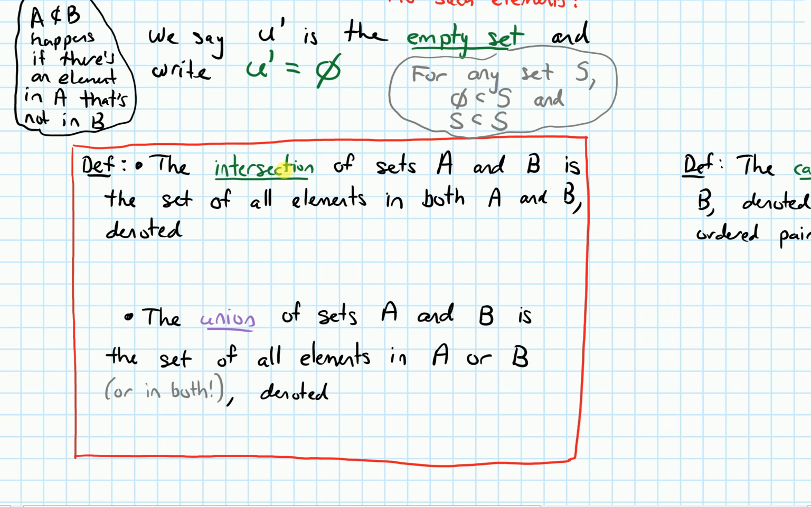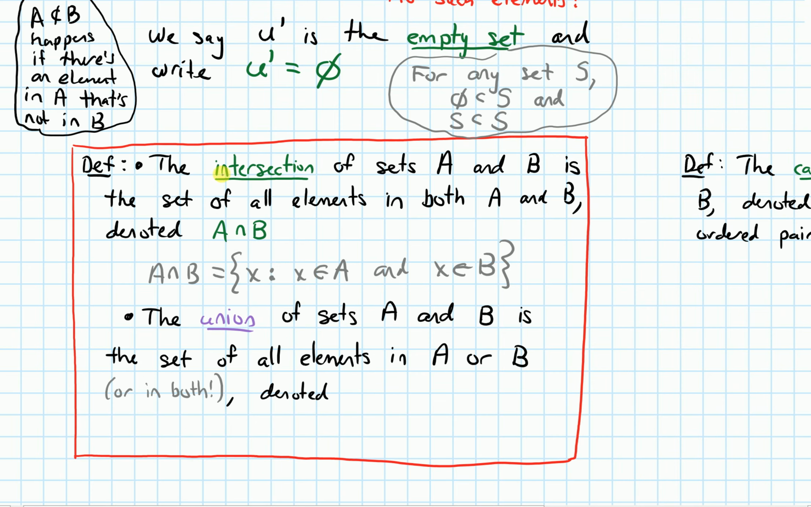But the intersection of sets A and B is the set that contains all elements that are in both A and B. And this is denoted as A, we put an upside down U, B. I could also describe this with a rule. So I could write A intersection B, that's how I read that. A intersection B is the set of all X such that X is an element of A and X is an element of B. That's how I would write intersection with a rule.